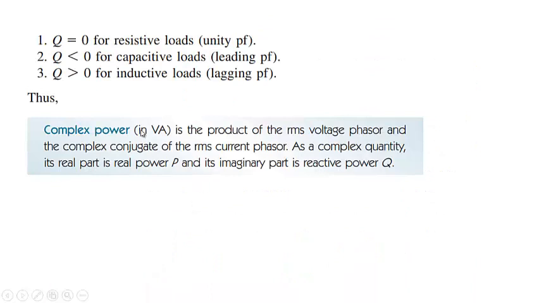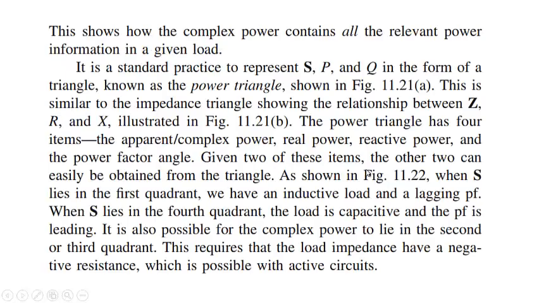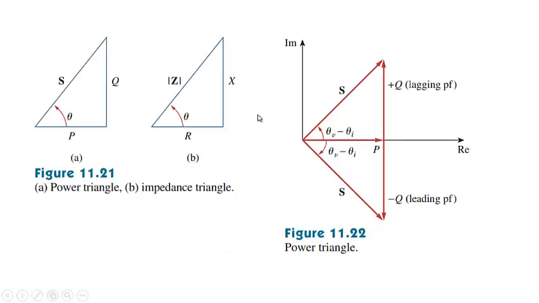The complex power, which is measured in VA, is the product of the RMS voltage phasor and the complex conjugate of the RMS current phasor. As a complex quantity, its real part is the real power, and the imaginary part is the reactive power, Q. This shows how complex power contains all the relevant power information. So it is the standard practice to represent S, P and Q in the form of a triangle known as a power triangle. You can see it from here.